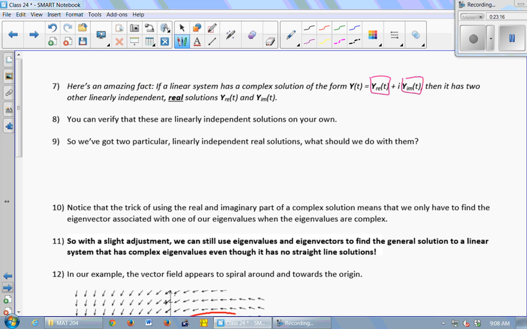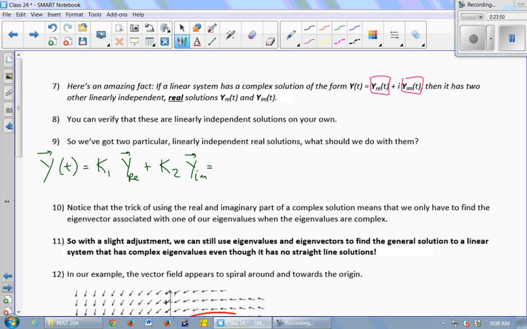Okay, so we've got two particular linearly independent solutions. What do you do with two particular linearly independent solutions? Get the general solution. Yeah, you combine them, linear combination, get the general solution. So we are going to have y general of t is k1 times y real plus k2 times y imaginary.